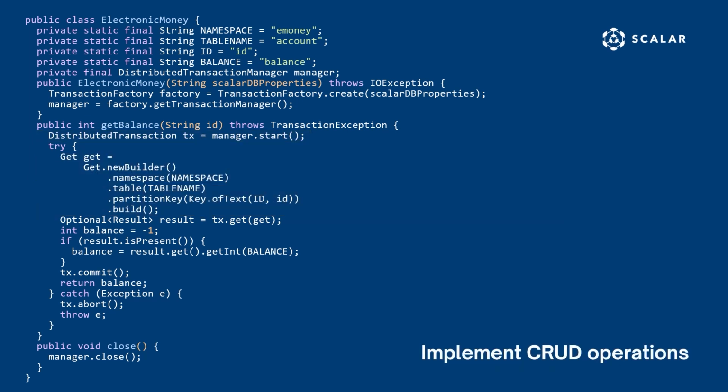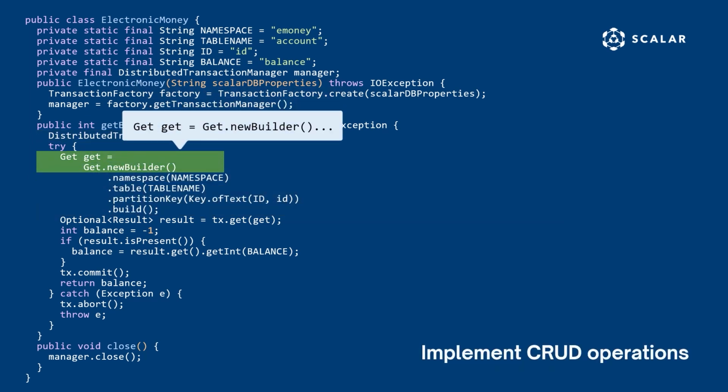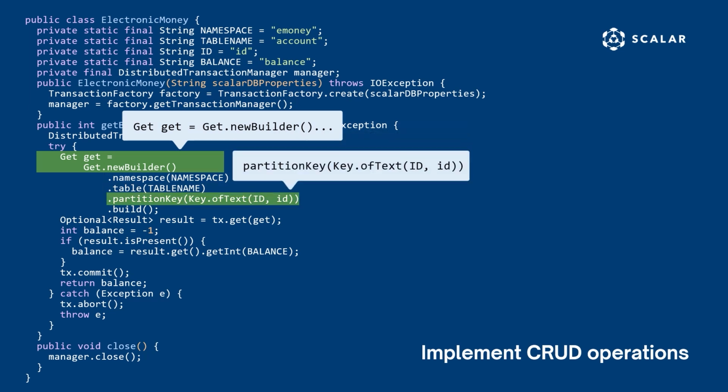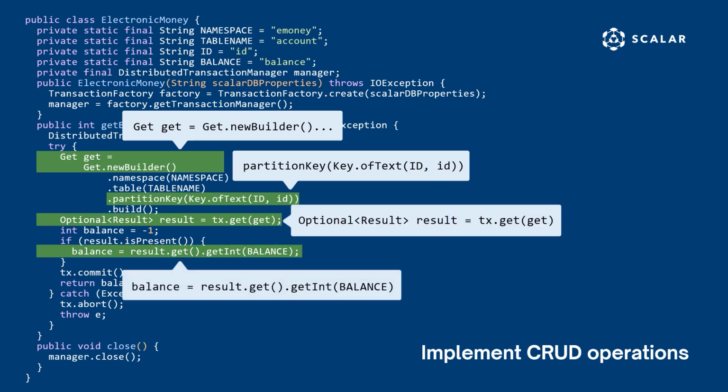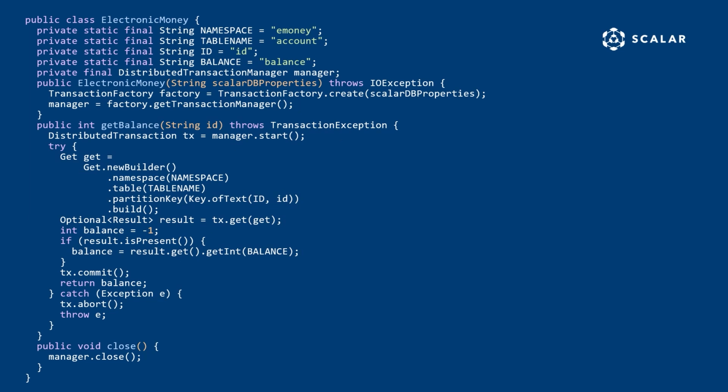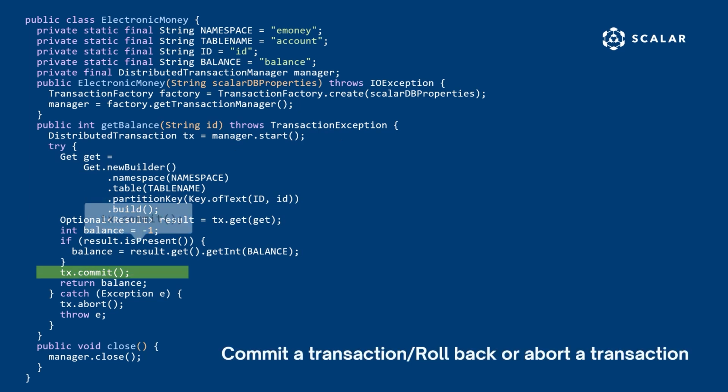In get operation, you create a get object first, from a get new builder, specifying namespace, table, and key. And then you can execute the object by using the transaction.get method. The get operation returns result objects. Finally, execute the commit method, which coordinates the transaction. If an error occurs when executing a transaction, you can roll back or abort the transaction.